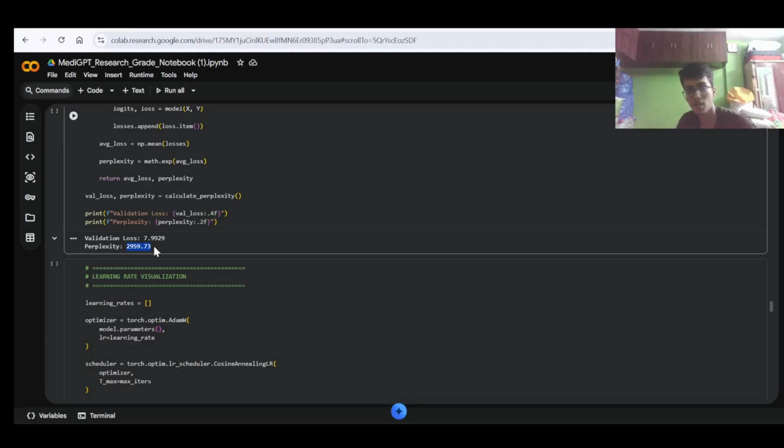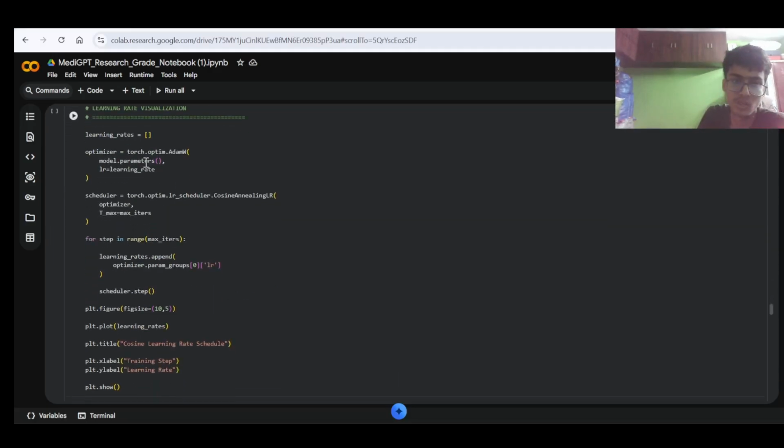But for this token, I am still unsure between 2959 tokens. That is what perplexity loss actually means. It is calculated as the exponential of the validation loss. So e raised to 8, which is approximately 8, calculated, it will be around 2959. Yes?